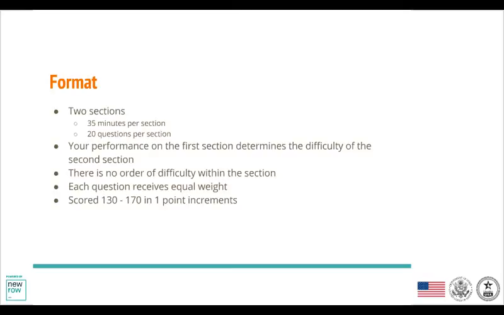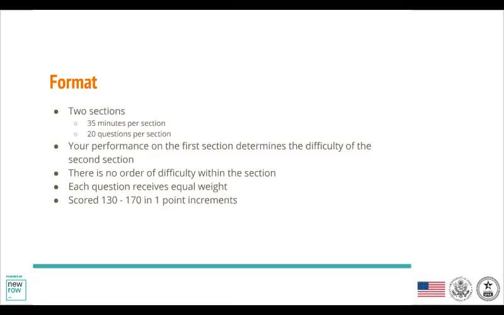However, how you perform on the first section will determine the difficulty of the questions asked in the second section. So if you are not performing particularly well on the first section, the questions will not be as difficult on the second section. And if you perform very well, you might find that the questions are very difficult on the second section. Each question, though, regardless of its difficulty, receives equal weight in the scoring.